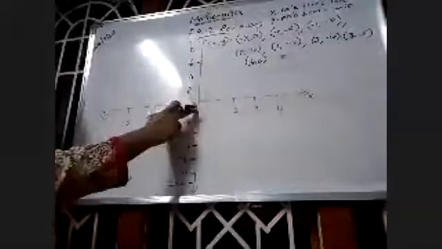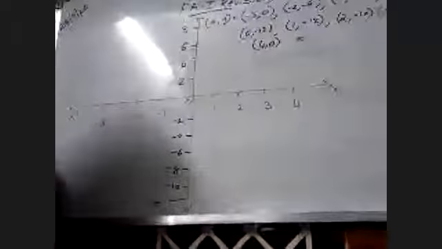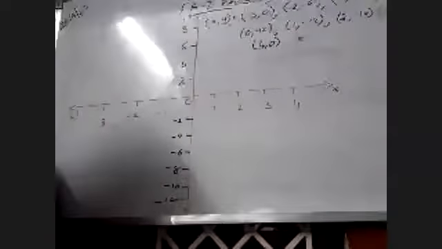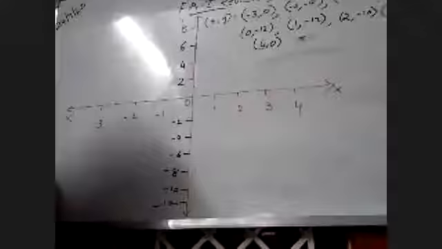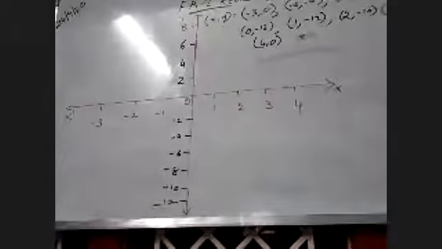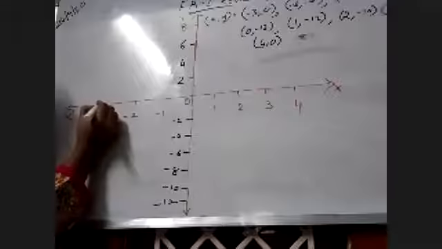So first point, what is there? -3, 0. 3 in x-axis. After drawing the graph, I will show clearly for both. You need not worry about that one. So here y value is 0. So x value is -3. So I am writing here -3.